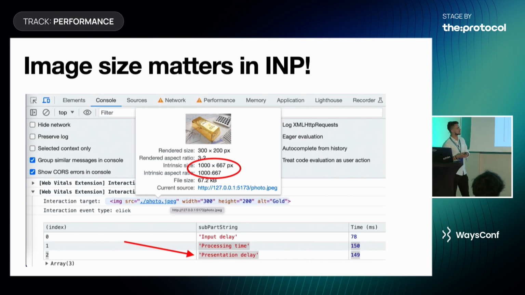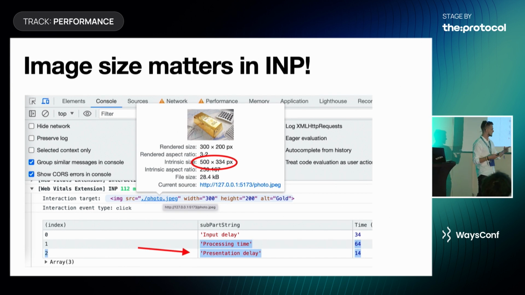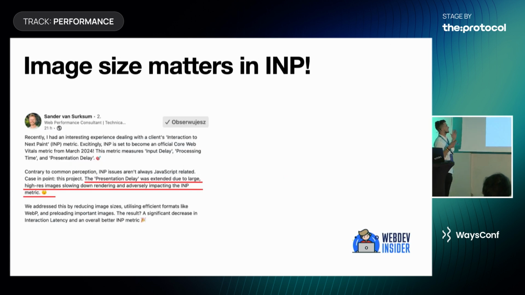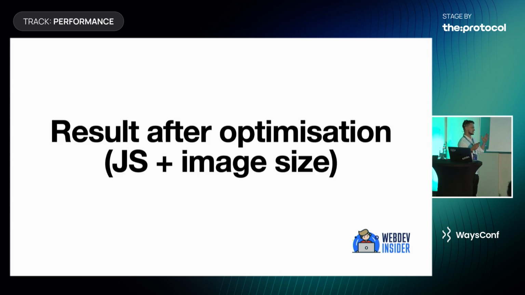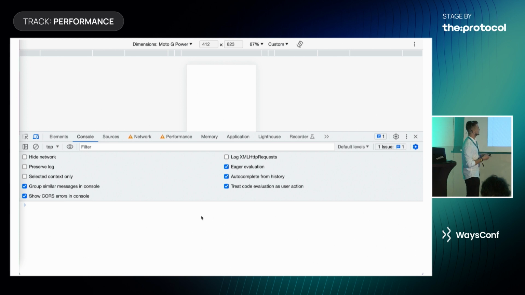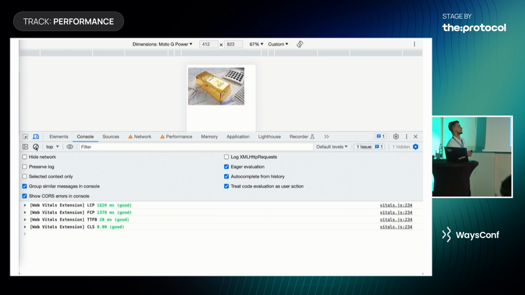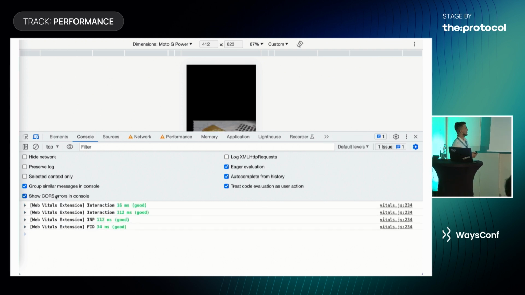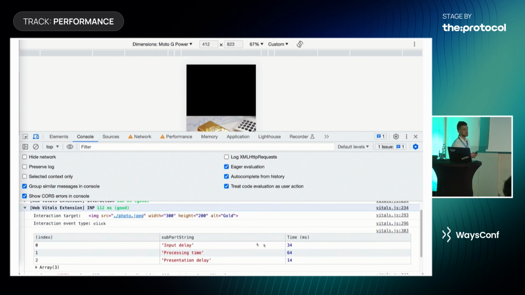However, JavaScript is not always the issue when it comes to Interaction to Next Paint. In my demo, I used an image in this size, but if I reduce the size by half, it looks like the presentation delay, because it is a rendering issue, drops so much. So basically, the image size, when it comes to Interaction to Next Paint, really matters. In terms of the results, after the JavaScript code optimization I did plus the image size change, the result is like this. If we test that site again and click on the photo, we can see that the INP score is so much better than it was before.